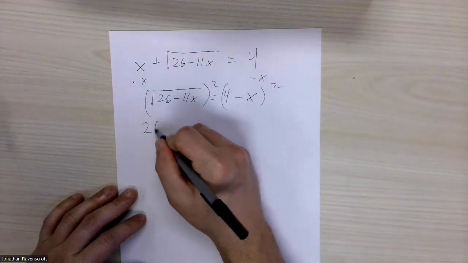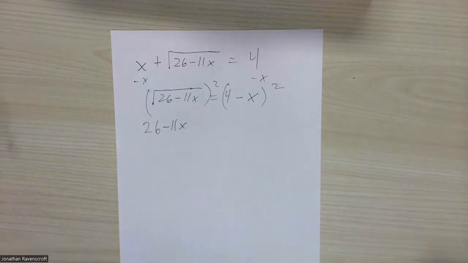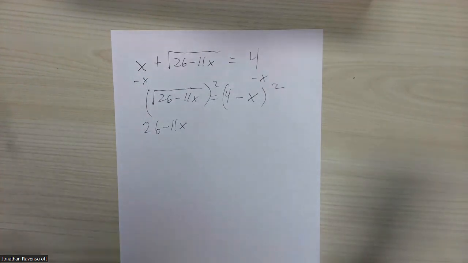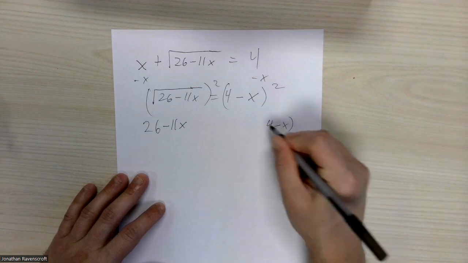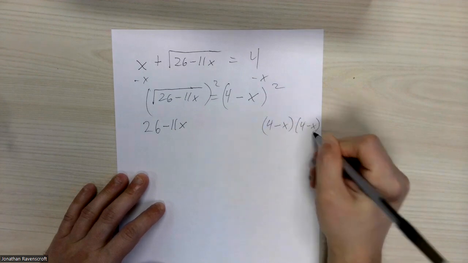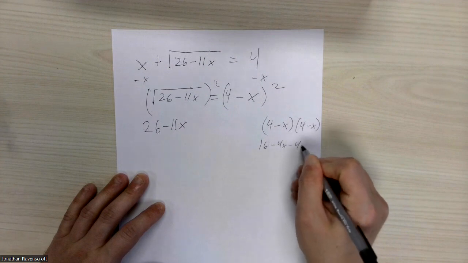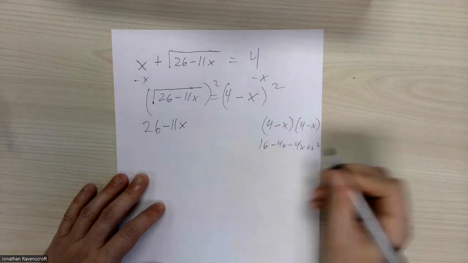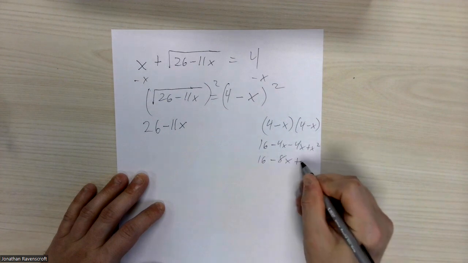This makes 26 minus 11x. Now on the right side, don't be lazy. We can't say 16 minus x squared. We have to say the quantity of 4 minus x times itself. So what I would do is just go off to the side and write it twice. Just say 4 minus x times 4 minus x. 16 minus 4x minus 4x plus x squared. 16 minus 8x plus x squared.